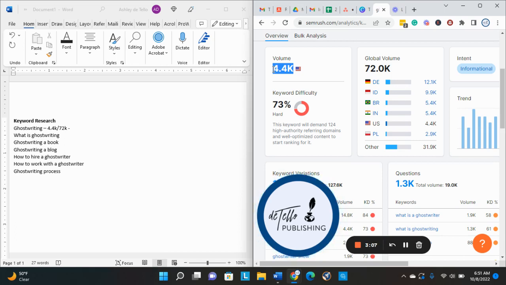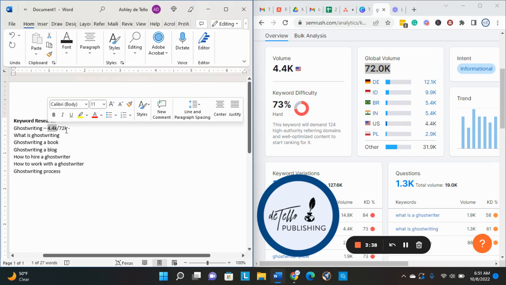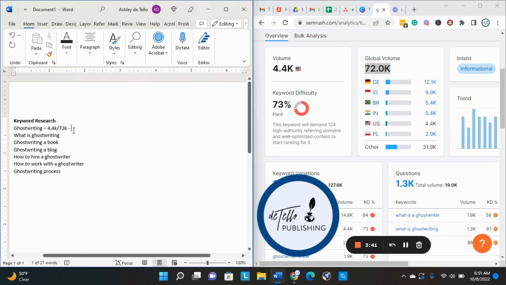So the volume is 4.4K, and then you can see this little flag from the United States. That means 4.4 thousand people, or 4,400 people a month, are looking for the word ghostwriting in the United States, and throughout the world, 72,000 are. And then you can see they break it down by country as well. So I like to just take note of how many. I'll just do the US number here, and then a slash, and then the global volume there.